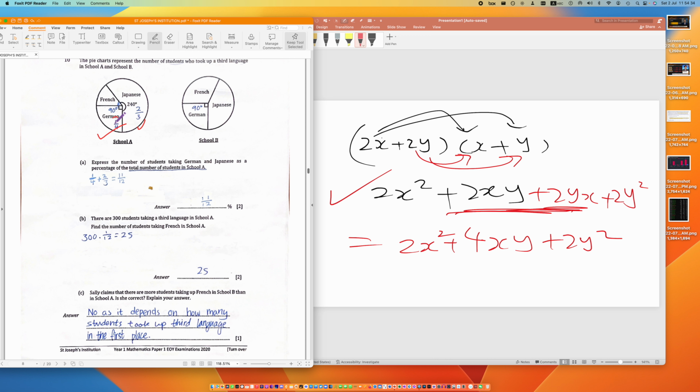Express the number of students taking German and Japanese. German is a percentage, right? 1/4 and 2/3 add together. This is a fraction. How do you convert a fraction to a percentage? You need to show me the step first. 2 marks, you need to show me the step. Fraction times 100. Then what do you get? 91.666. Very good.